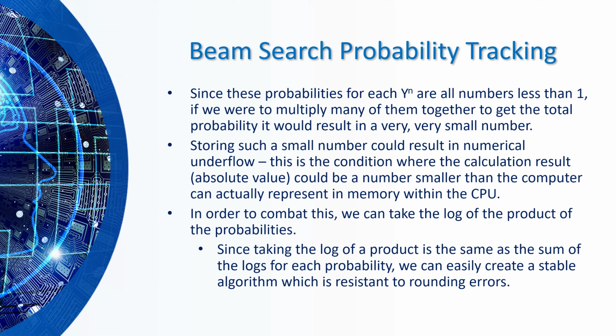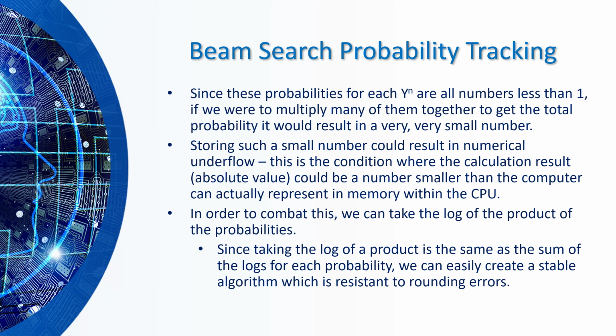As you can imagine, multiplying so many probabilities together, which are numbers between 0 and 1, to obtain the total probability of a sequence could result in a very small number. Storing numbers like these can result in something called numerical underflow, which is where the absolute value of a calculation result could be smaller than a computer is equipped to handle and store without truncation or rounding.